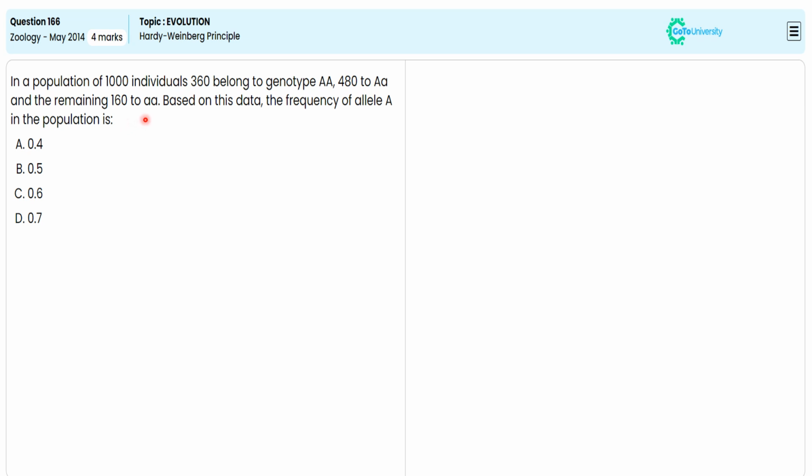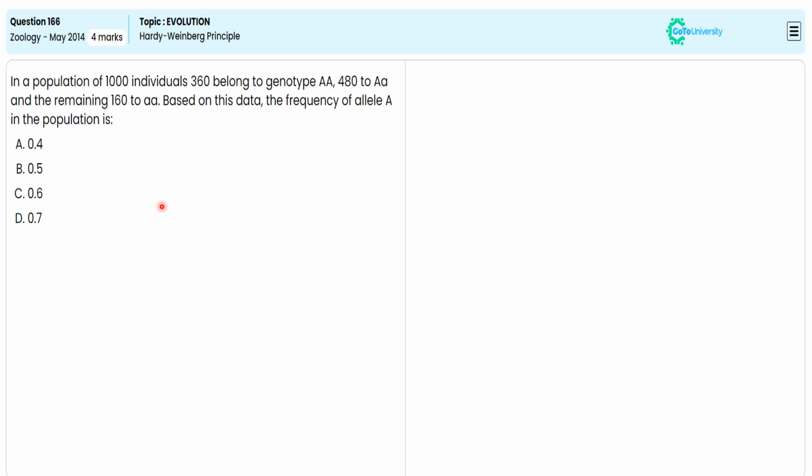In this objective question, they are directing us to specify the correct option, mentioning the allele capital A frequency in a population. For this, let me understand the given population statistics. In a population of 1000 individuals, 360 belong to genotype capital A capital A, 480 to capital A small a, and the remaining 160 is indicating a homozygous recessive genotype.